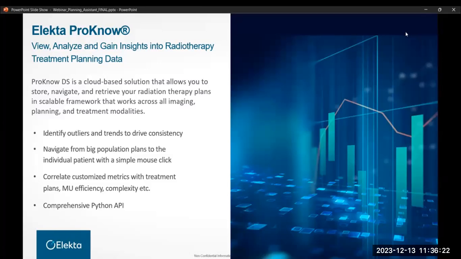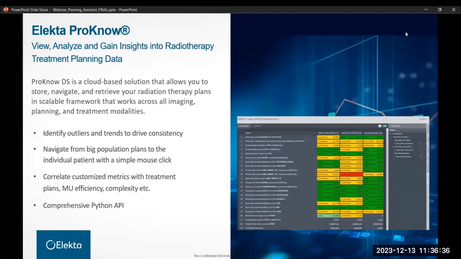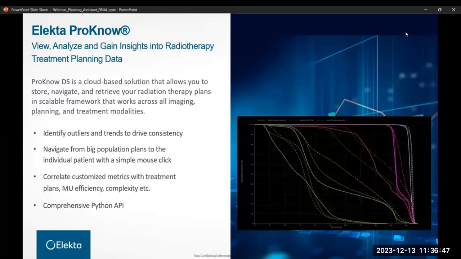You can correlate custom metrics with treatment plans and your efficiency, complexity, and also it has a comprehensive Python API which underpins the product too. So you can do, again, quite a lot of scripting without needing to open the application. So you can look at multiple plans against multiple scorecards, and it really does contain everything you could possibly need for plan analysis.